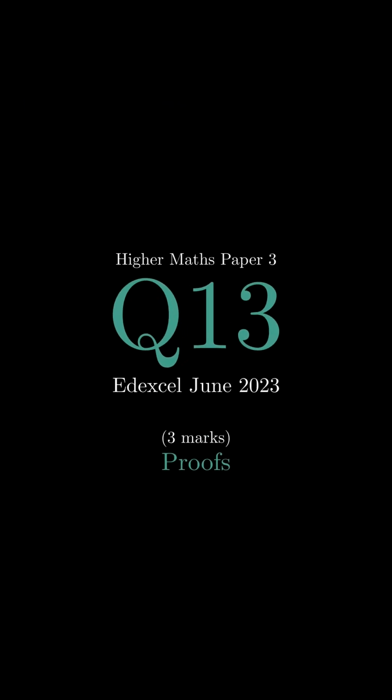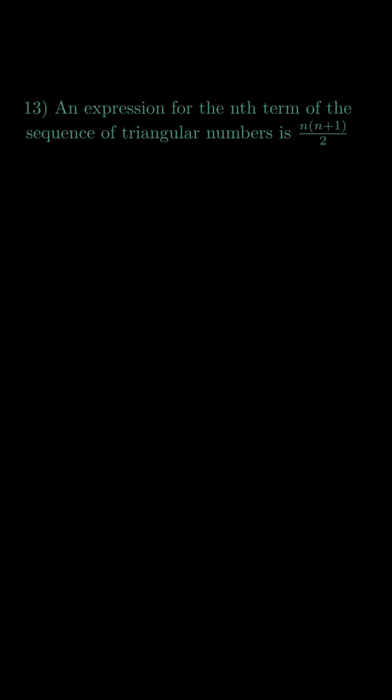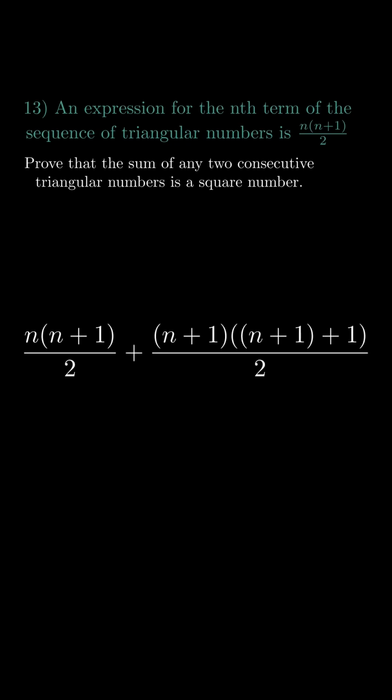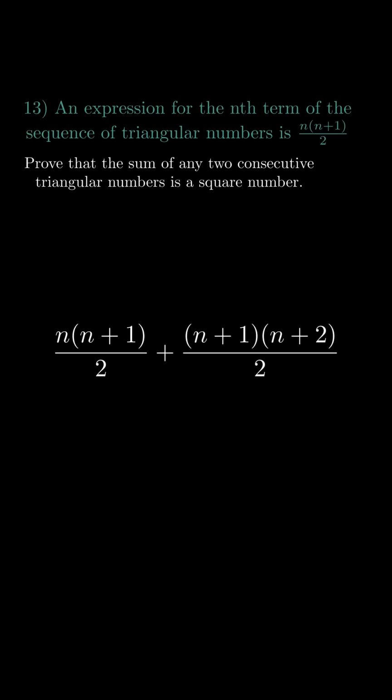Question 13. An expression for the nth term of the sequence of triangular numbers is n times n plus 1 over 2. Prove that the sum of any two consecutive triangular numbers is a square number. A triangular number is given by n times n plus 1 over 2. The next consecutive triangular number will be given by n plus 1 times n plus 1 over 2, which simplifies to n plus 1 times n plus 2 over 2.